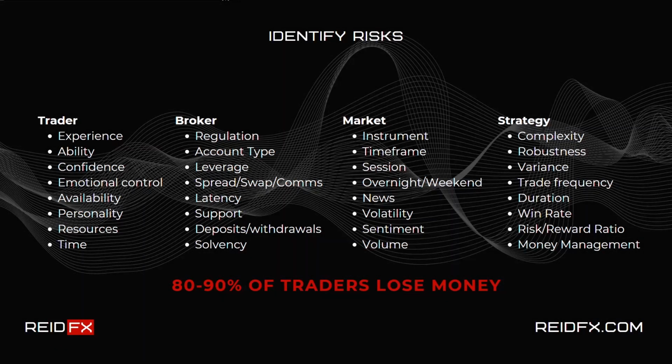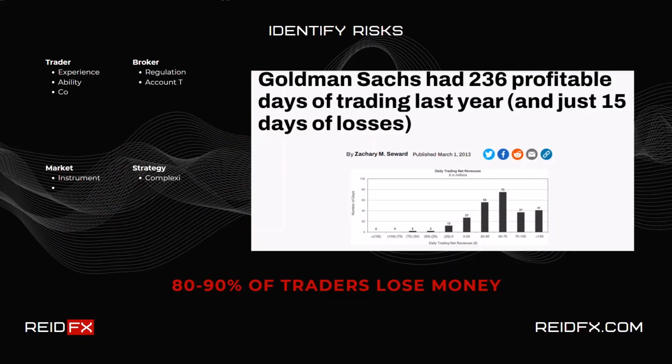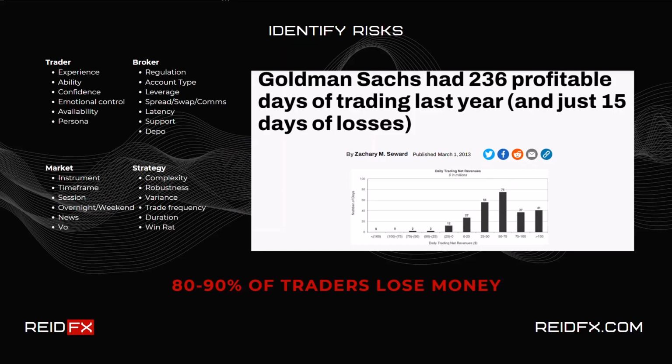Okay, now I'm aware that most of you are probably finding this very boring, and a lot of people will have already left this video, and that's fine. So let me just show you how important risk management actually is. If we look at this slide from 2013, we see that Goldman Sachs had 236 profitable days of trading and only 15 days of losses.